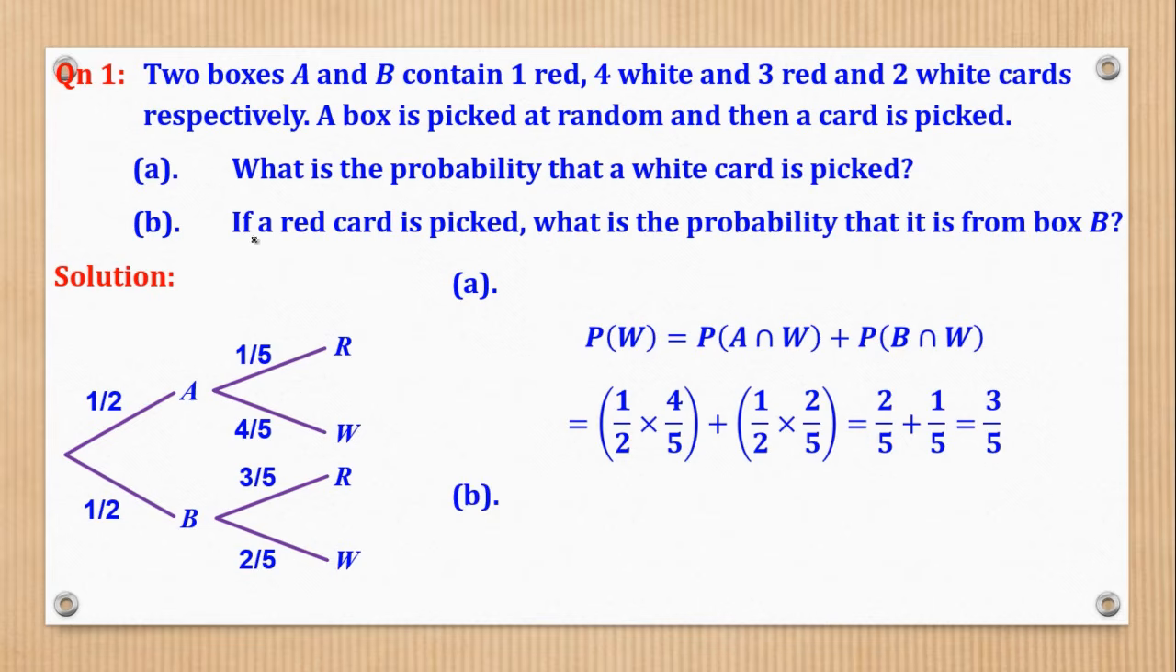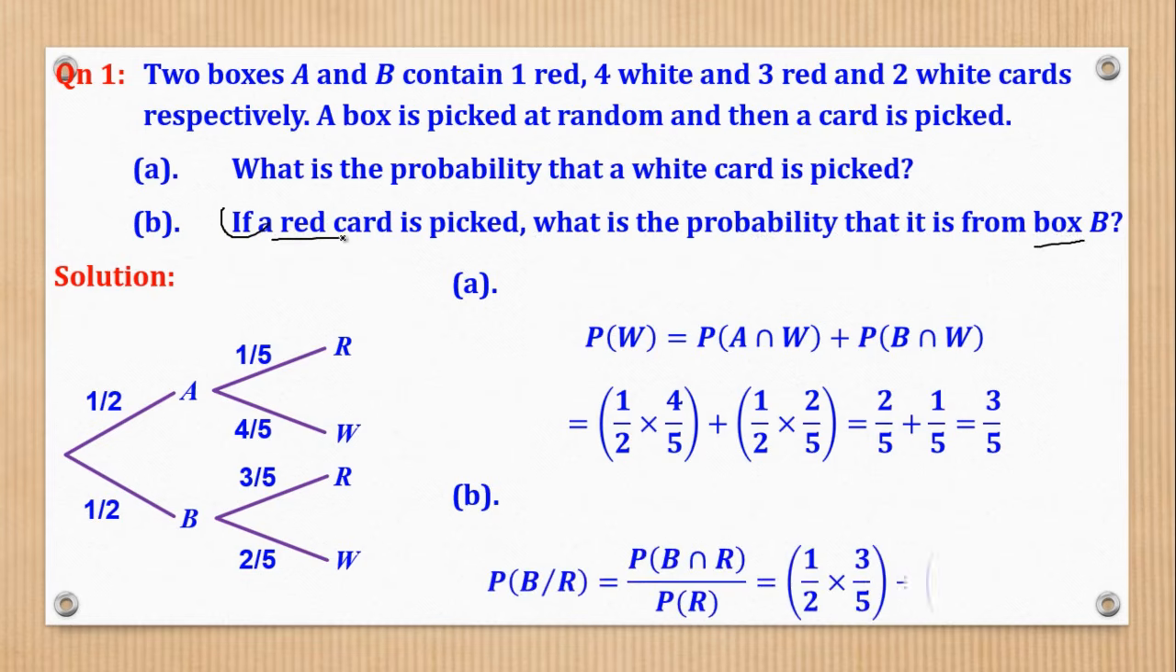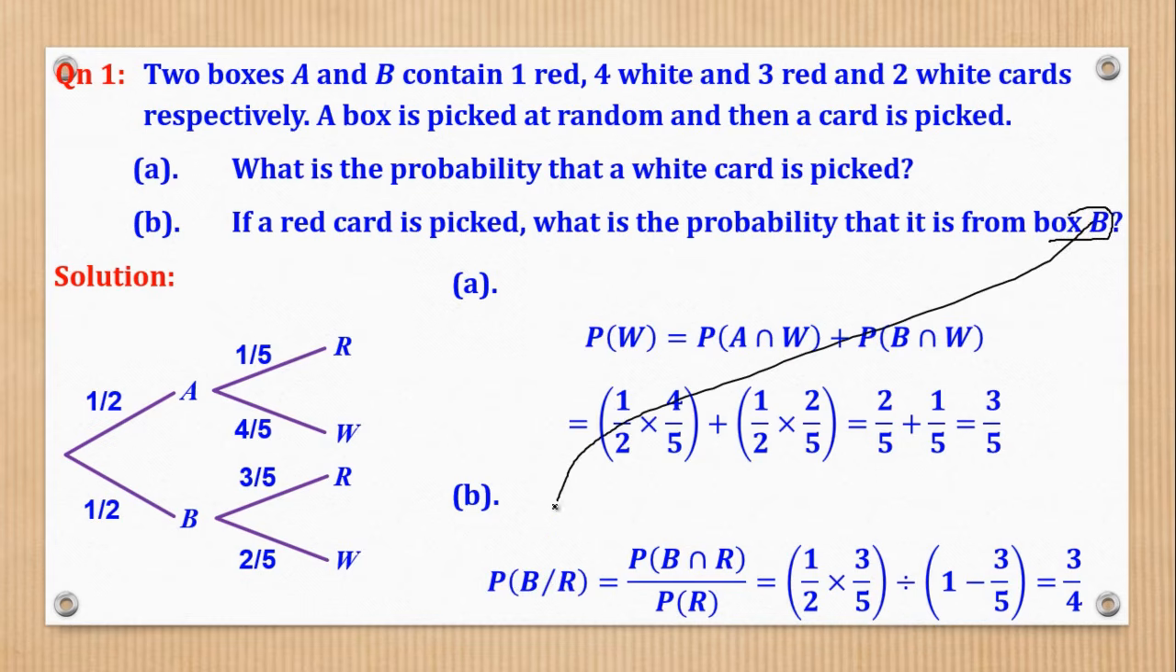Now part B said, if a red card is picked, what is the probability that it is from box B? This one means that this has already occurred, therefore it will be the probability of box B given a red card has already been picked. So you should note the order. It is B given R. If you write R given B, it is not okay because they want the probability of picking from box B. So this is the probability they want, but this one has already occurred.